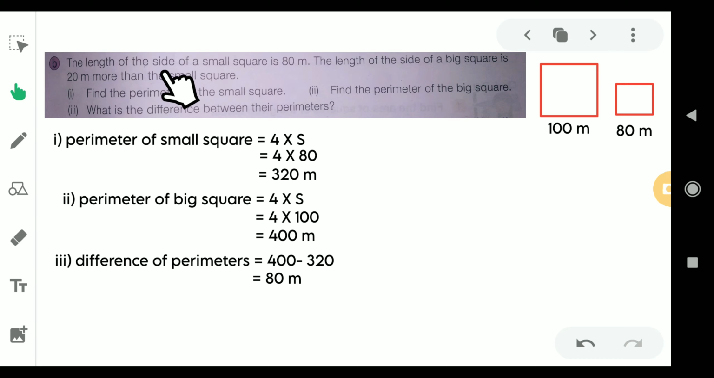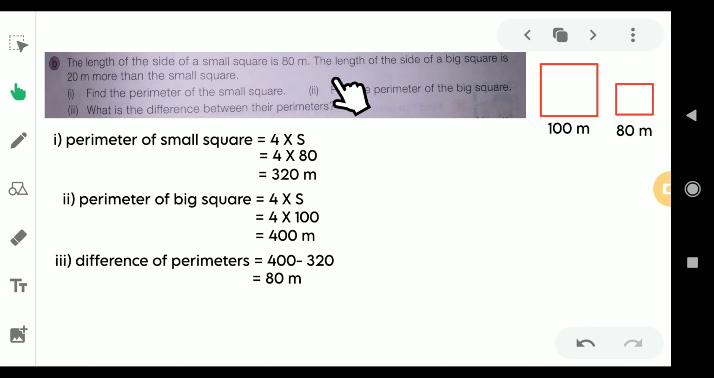The length of this side of the smaller square is 80 meter, and the length of this side of the bigger square is 20 more than the small square. So we have a bigger square here and we have one more smaller square here, and just look at the hint. The length of each side of the small square is 80 meter. So this is 80 meter. So this is the length of each side of this small square, 80 meter. So this would also be 80, this would also be 80, and this will also be 80.